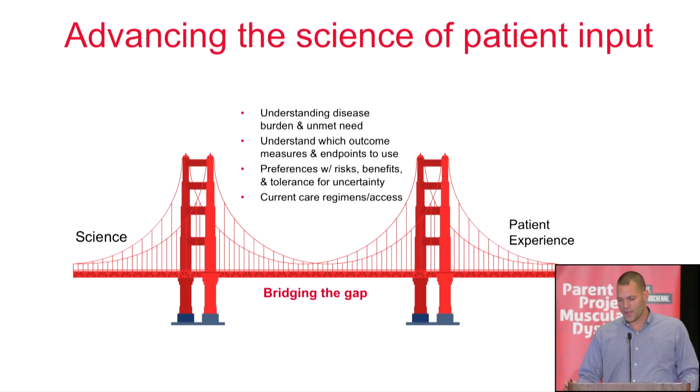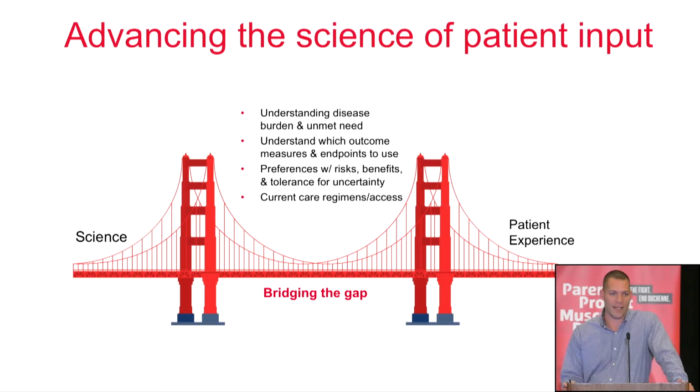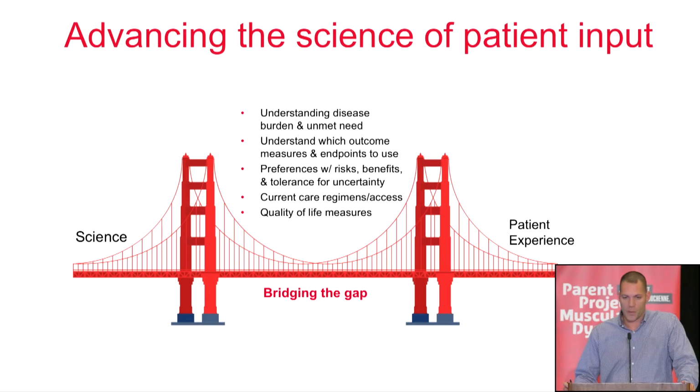Understand the current care regimens that you're undertaking, through the collection of data, even through our Duchenne registry. We can make more sense of what's happening in care around the country and around the world. Understand which quality of life measures we should use, and ultimately what your preferences for trials and clinical trial decision making are.